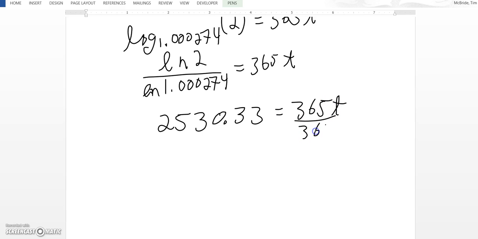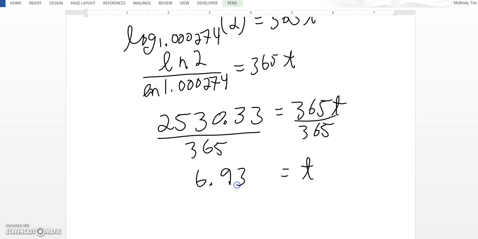Then divide both sides by 365, and that would be approximately 6.93 as our answer.